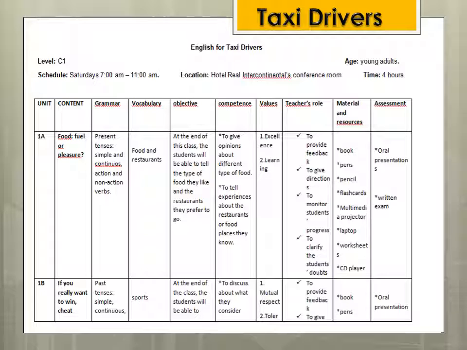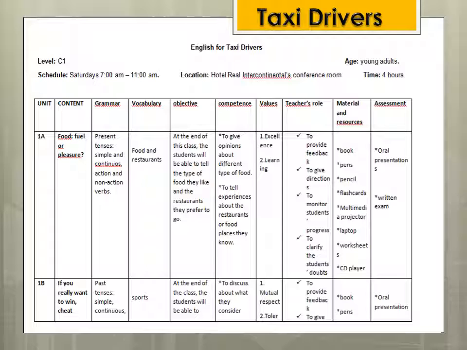And finally, this is how the part of the project looks, and how we have actually mixed all the contents, units, grammar, vocabulary, objectives, competencies, values, issues, materials and resources, as well as the assessments.